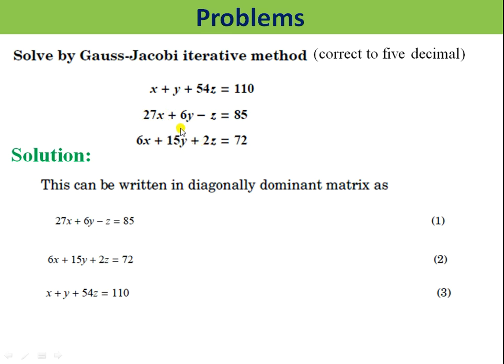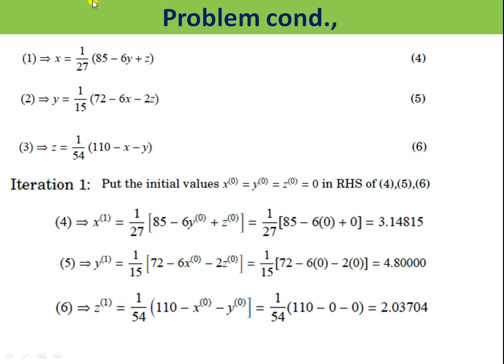So 27x plus 6y minus z equal to 85 is taken as the first equation. 6x plus 15y plus 2z equal to 72 is taken as equation number 2. x plus y plus 54z equal to 110 is taken as equation number 3. Now from equation 1 I would like to find the x value. x is equal to 1 by 27 into (85 minus 6y plus z), assuming this is equation number 4. From 2, I am finding y equal to 1 by 15 into (72 minus 6x minus 2z), assuming this is equation number 5. Equation number 3 implies z is equal to 1 by 54 into (110 minus x minus y), assuming this is equation number 6. Right?